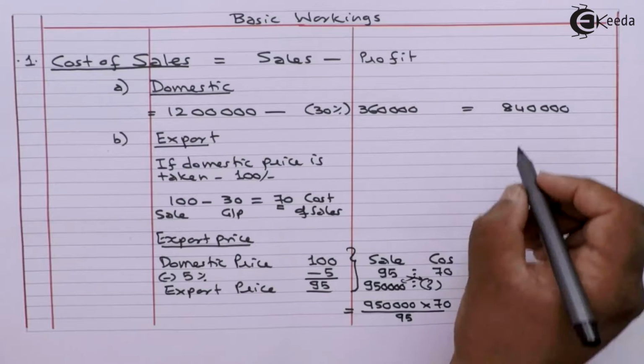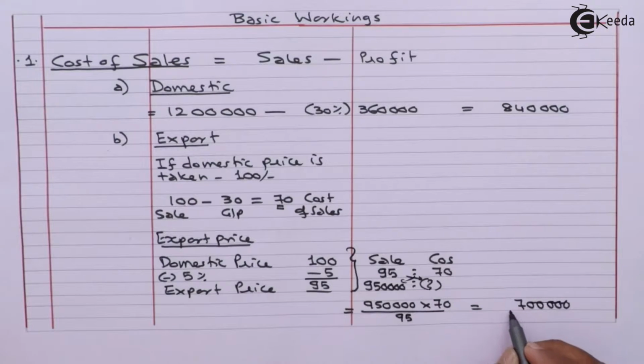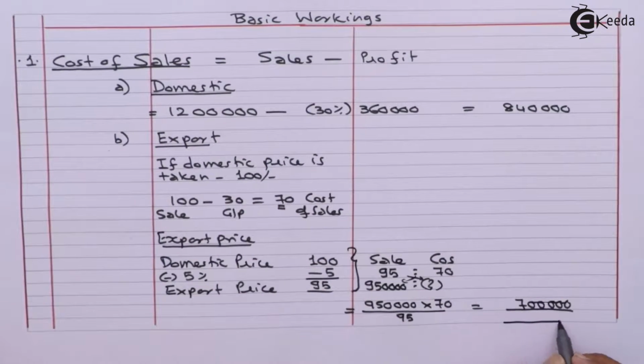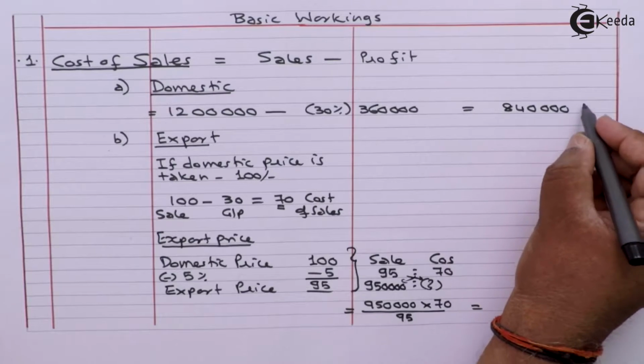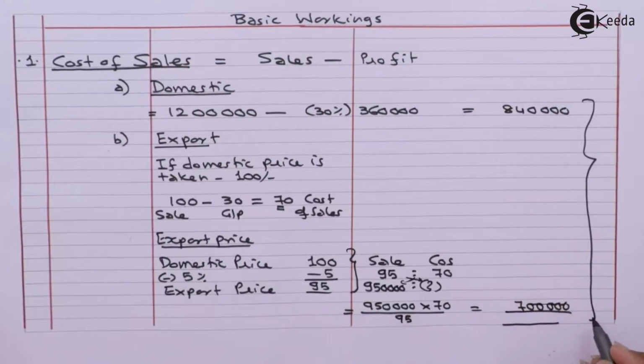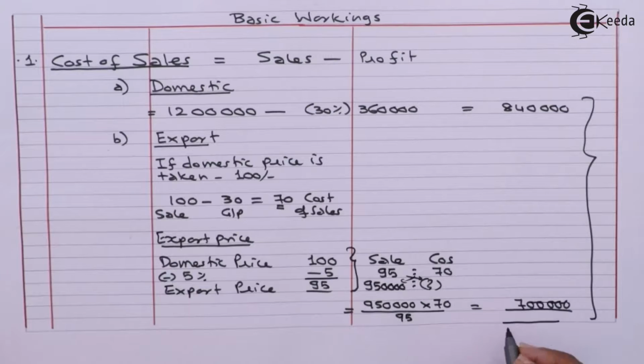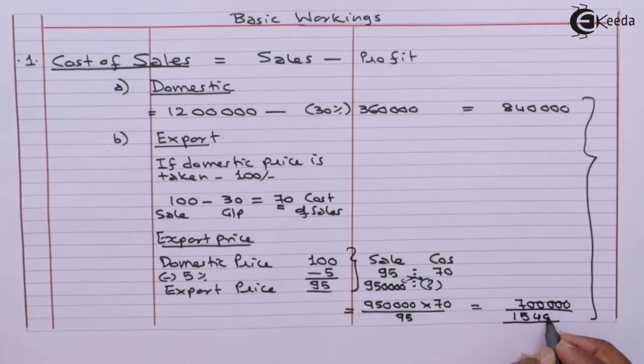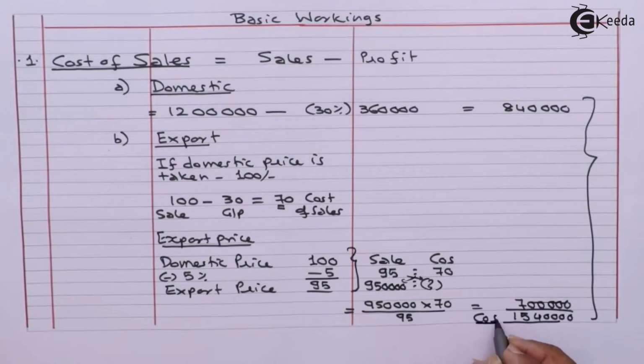In domestic, we have calculated 8,40,000. We'll add these two values. So 8,40,000 plus 7 lakhs, 15,40,000 is cost of sales, total cost of sales.